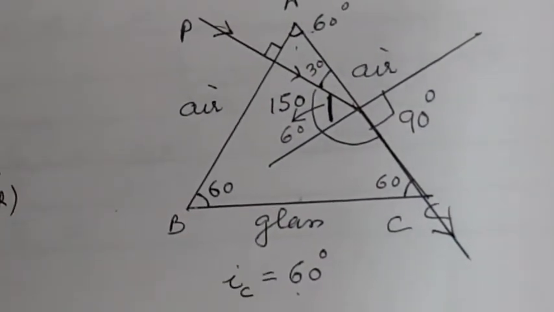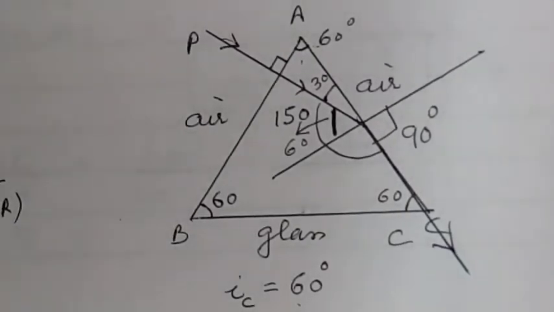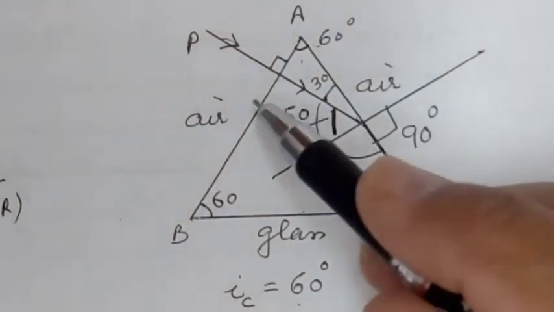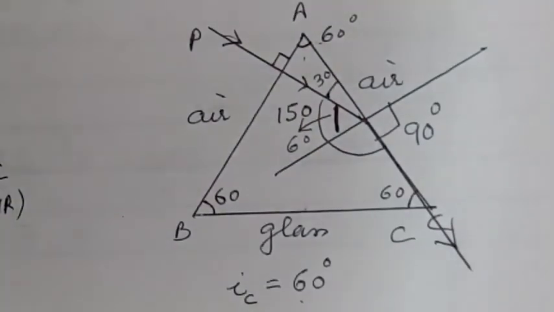So just be careful about what happens to the angles. Please mark all the angles, only then you get the full marks, and also the arrows. Arrows are very, very important. Incident ray, emergent ray, all the arrows must be marked.